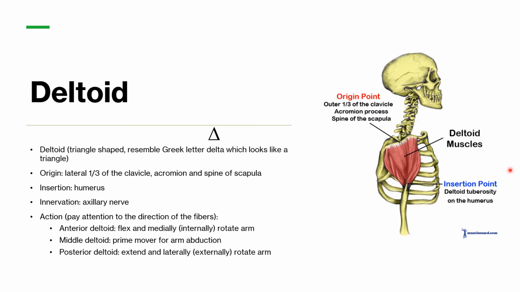What does it do? Again, you've got to pay attention to the direction of the fibers. So the anterior deltoid flexes the arm. So it raises the arm up. The middle deltoid abducts the arm. So it raises the arm further away from the body. Abducts the arm. The posterior deltoid extends the arm. And it also externally rotates the arm. Anterior deltoid also internally rotates the arm.